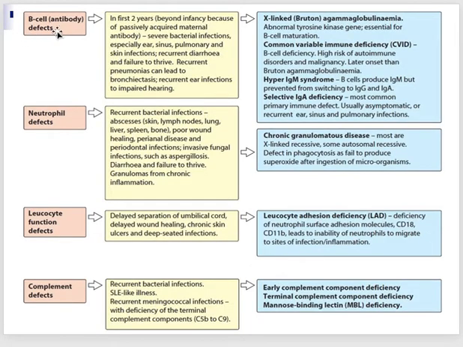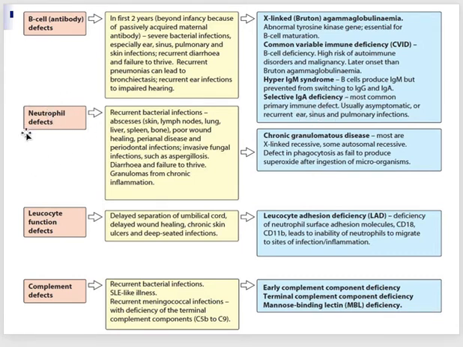And it could be B cell antibody defects. They present in the first 2 years of life, beyond infancy. Why beyond infancy? Because when babies are born, they take a lot of antibodies from their mother, so they have enough for a while. But later on, when they cannot develop their own, they may present with severe infections. The examples are X-linked Bruton agammaglobulinemia, common variable immune deficiency, hyper IgM syndrome, or selective IgA deficiency, which is the most common primary immune defect. It could be a neutrophil defect.